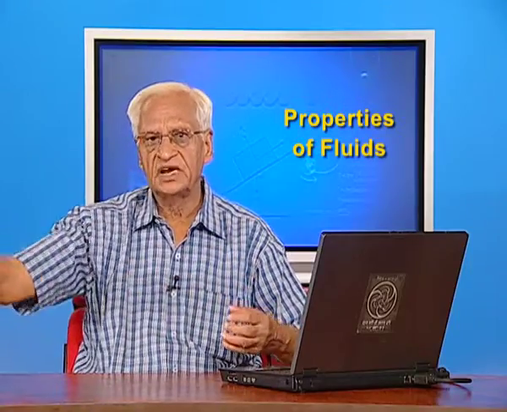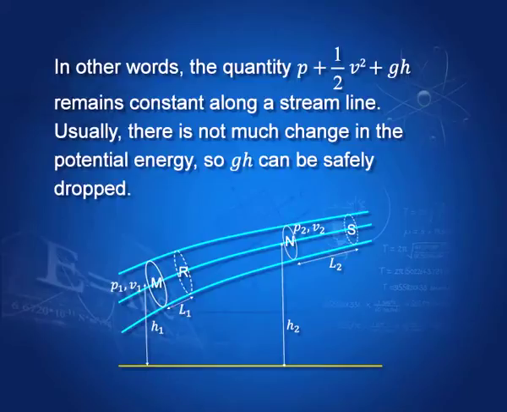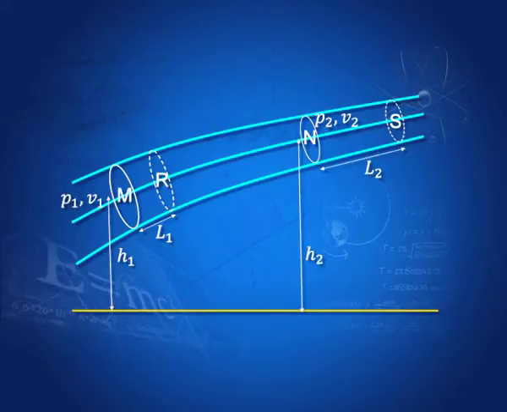Usually, there is not much change in potential energy, not much change in height. Therefore, the last term G H can be dropped, and we have P plus half rho V squared constant along a streamline. That means what? That if V increases, P has to decrease, or if V decreases, P has to increase. So, along a streamline, as the fluid moves, if velocity becomes very large, pressure becomes very small, or vice versa. Let us see what is the effect of this.